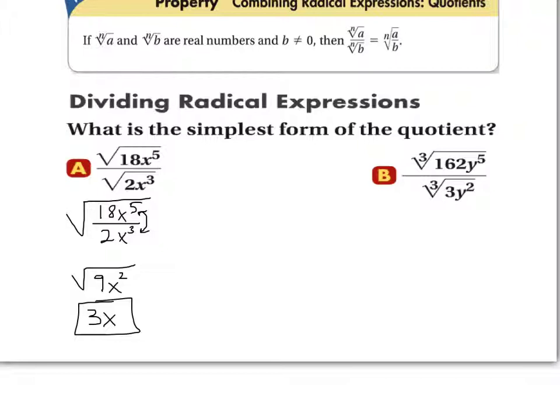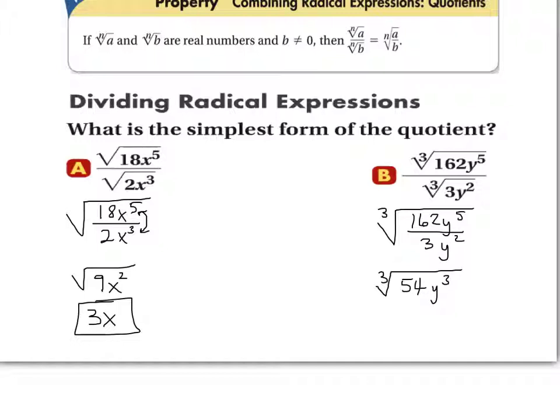Okay, let's take a look at the second example. Again, these are both the same root, so I'm going to put them under one root: 162y to the 5th over 3y squared. Since they're both under the same root, I can simplify. 162 divided by 3 is 54. I have 5 y's on top, take away the 2 y's on the bottom, and I only have 3 left on top. So I no longer have a fraction.